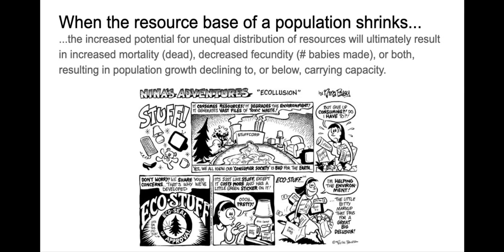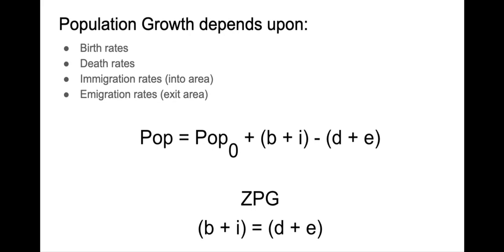Okay, what happens if we exploit our resource base? What happens when the resources are changed? Then the population is going to shrink. It's going to become smaller. Then that would increase mortality, and it's going to decrease the number of babies made. So that is going to make the population decline below its carrying capacity, like we've seen on the graphs before. You can just stop and read this a little bit if you want to.